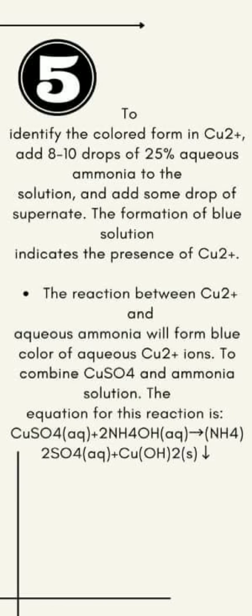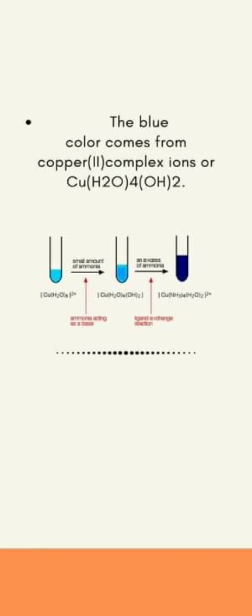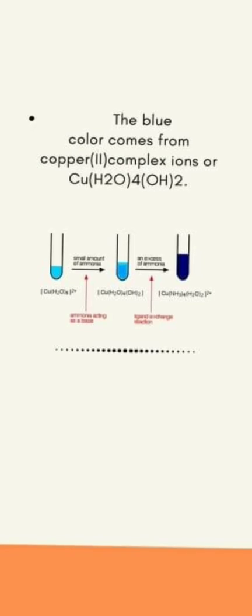Step number 5. To identify the colored cupric ion, add 8 to 10 drops of 25% aqueous ammonia to the solution and add some drops of the supernatant. The formation of a blue solution indicates the presence of cupric ion. The reaction between cupric ion and aqueous ammonia will form the blue color of aqueous cupric ion, combining the copper sulfate and ammonia solution. Thus, the equation for this reaction is copper sulfate plus ammonium hydroxide goes to ammonium sulfate plus copper hydroxide. The blue color comes from the copper complex ion, Cu(H2O)4(OH)2.